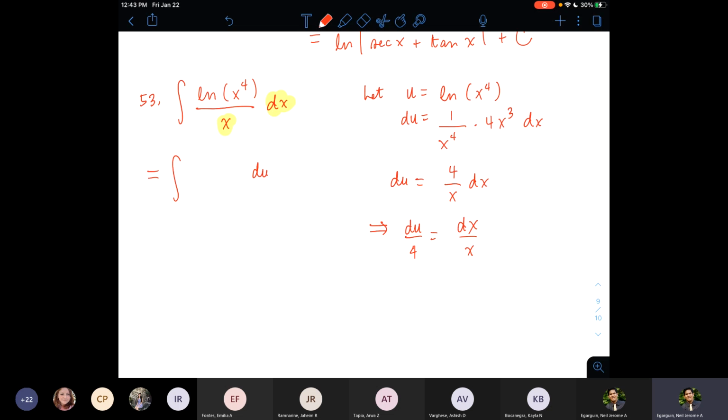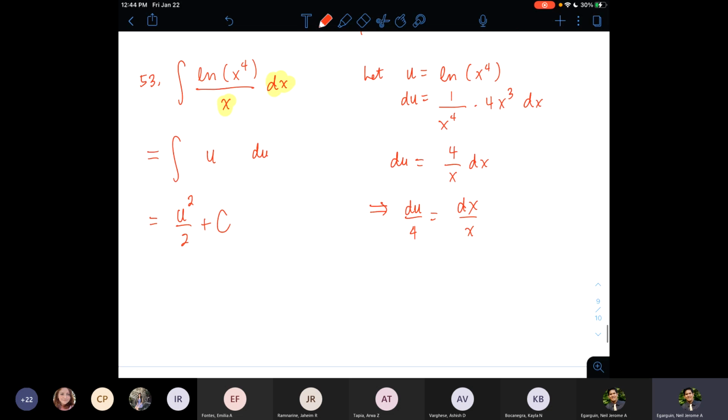And ln x to the fourth is simply u, which is a lot simpler than the original given integrand, right? So it's just the integral of u du. And if we integrate this, this will just be u squared all over 2 plus the arbitrary constant c, right? And then we revert to the original variable. I'll have 1/2 times ln of x to the fourth raised to the second power plus the arbitrary constant c. And that's it.